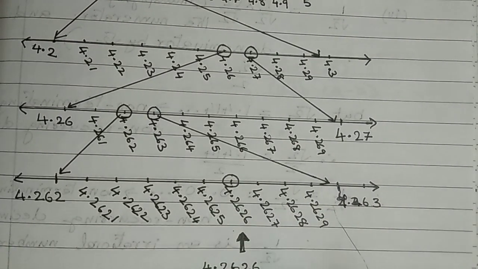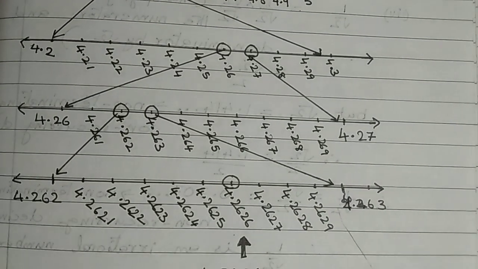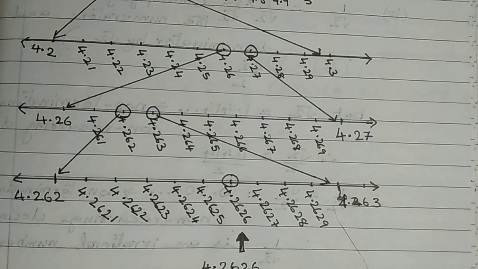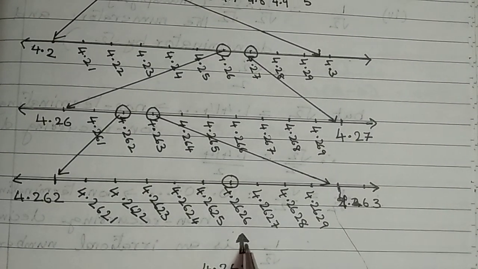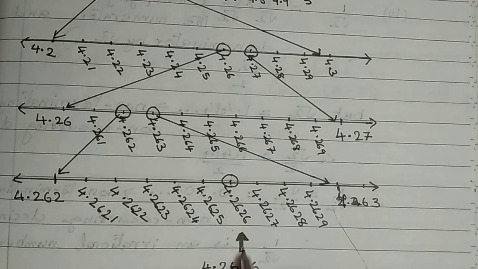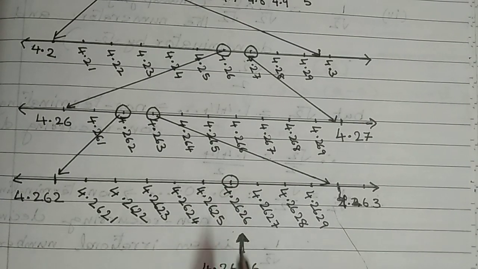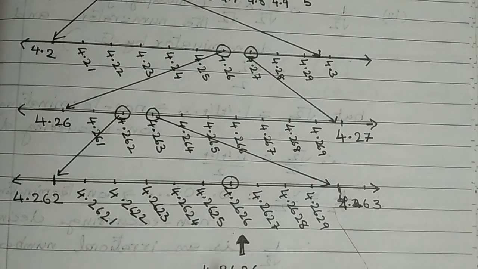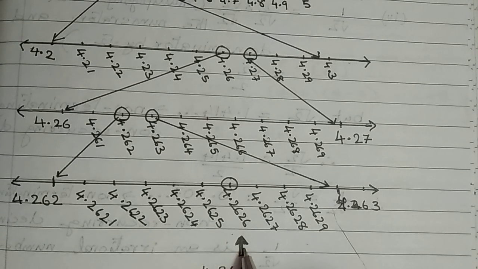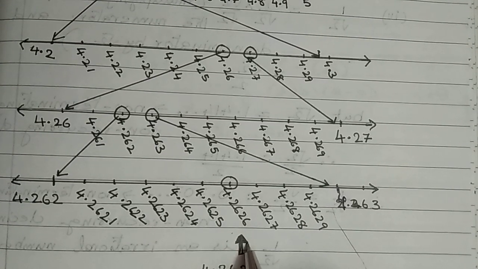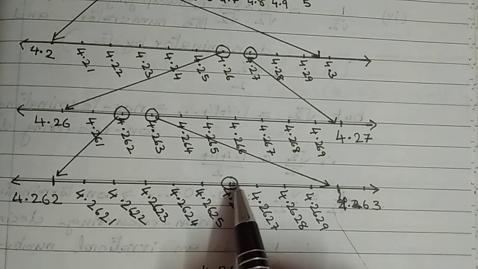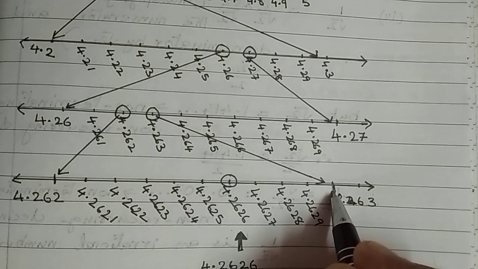4.263, and here we get the number 4.2626, and this is how we represent 4.2626 on the number line with the help of successive magnification.